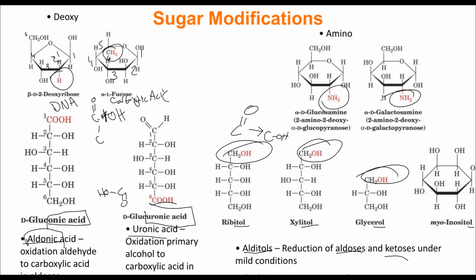We're going to talk about the significance of that in a later lecture. But from this slide, make sure you know our 5 classes. Make sure you can spot a deoxy, an aldonic, uronic, an alditol, and an amino sugar. Flashcards might be helpful for this, as this is memorization.